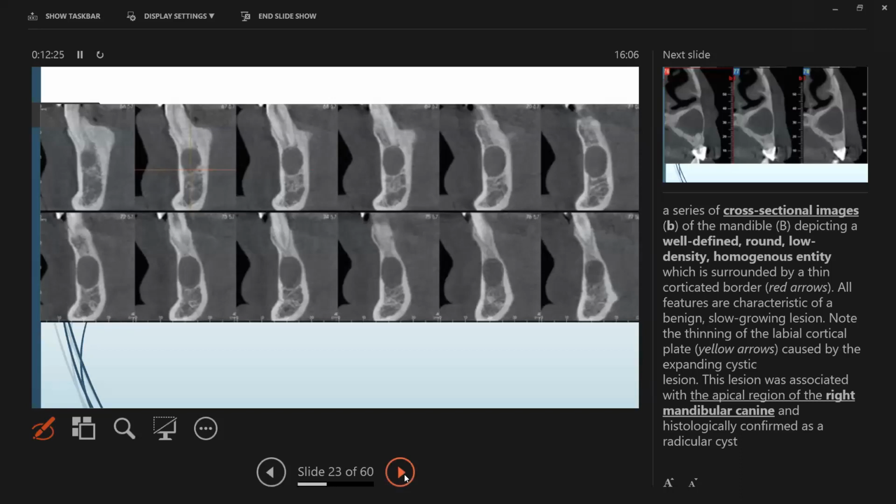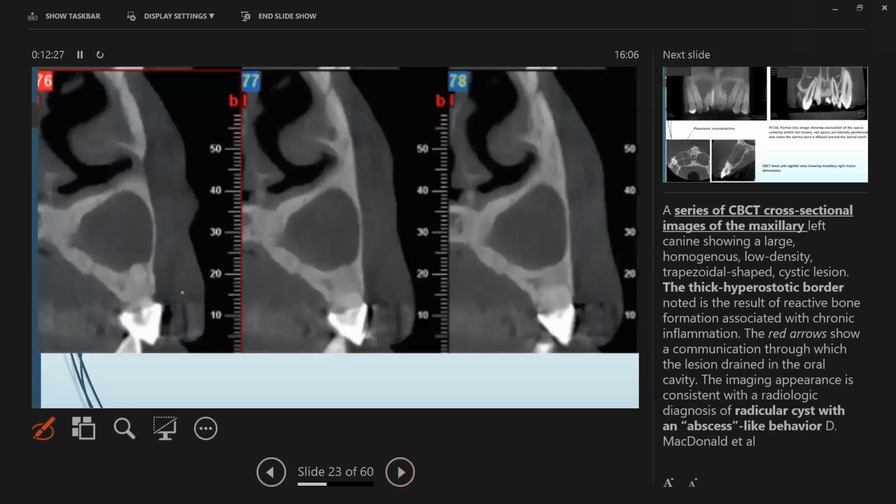Okay, so the next slide is this one, where you can see how the buccal cortical plate is enlarged, showing an association with the canine. This is again a cross-sectional image, and you can see a trapezoidal structure over here. Here you can see this is the buccal cortical plate which is thinned, and this is the lingual cortical plate, and you can see some breach.